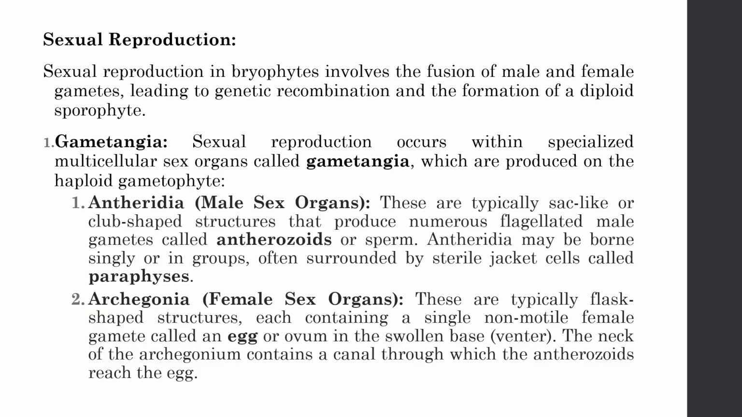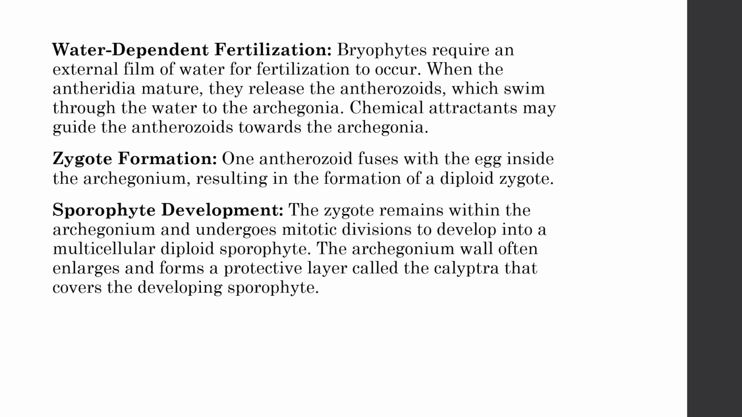They contain a single female gamete called the egg, or ovum. At the swollen base, it has a long neck. The archegonia contain canals through which the antherozoids reach the egg. Mostly in antheridia and archegonia, the fusion takes place, as we have discussed before.